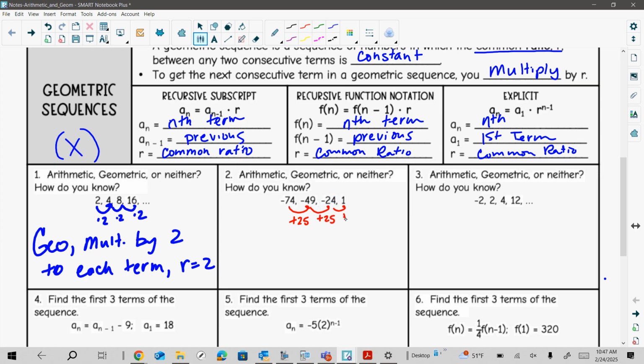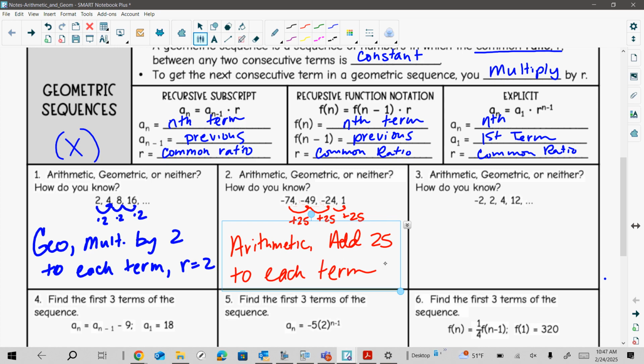So it's arithmetic because it adds. Yeah, this is arithmetic because we are adding 25 to each term. We're adding the same amount as a constant addition each time.